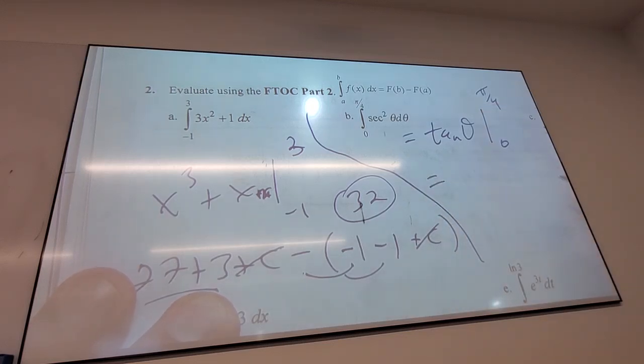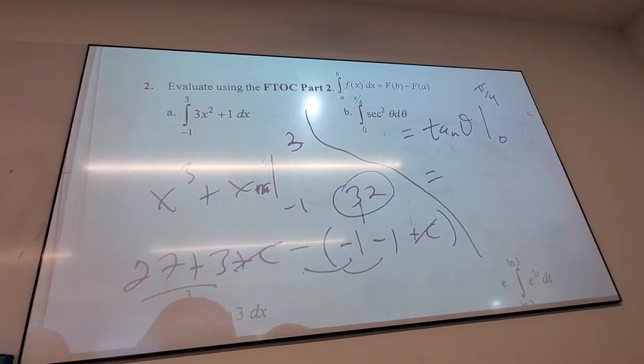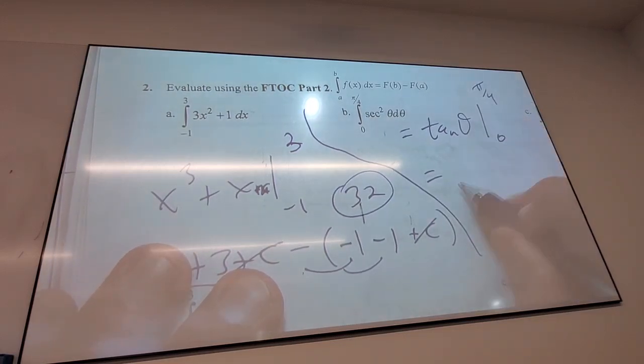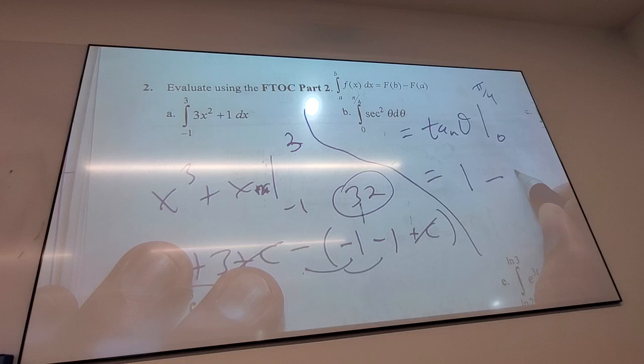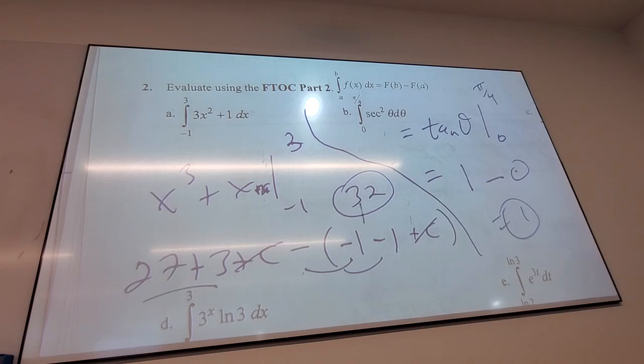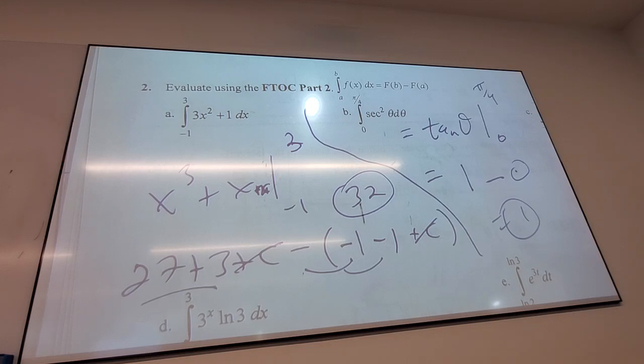And on a test or a quiz, I'm going to say, I want the exact answer. So you got to know how to do tangent of pi over 4, for example. What's tangent of pi over 4? 1. What's tangent of 0? Zero. Good. That's weird. Look at that. Funky secant squared, and I go from 0 to pi over 4, and the answer's 1. That was not expected, yes?